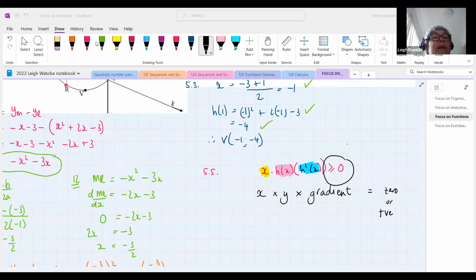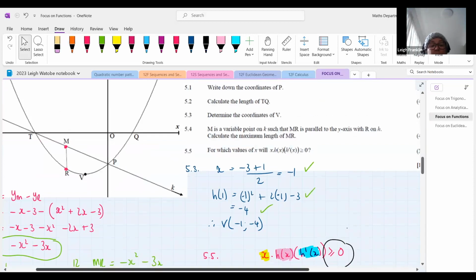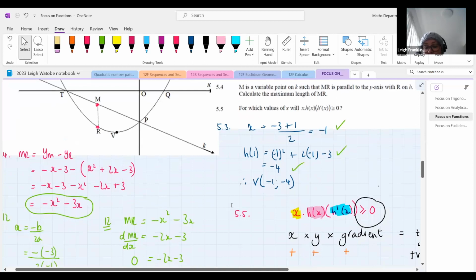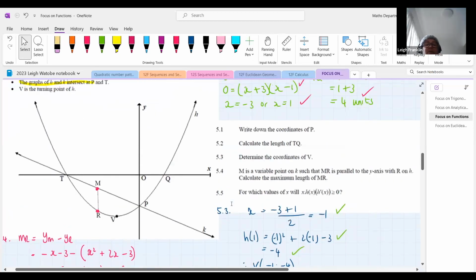So to get a positive outcome, either all of them have to be positive. So let's go and have a look at that. Is there a place on the graph where x is positive, where y is positive, and that we mean the coordinates, and gradient is positive? Is there a place where that's happening? Can anybody see that on the graph? Where your x coordinates are positive, your y coordinates are positive, and you are walking uphill.